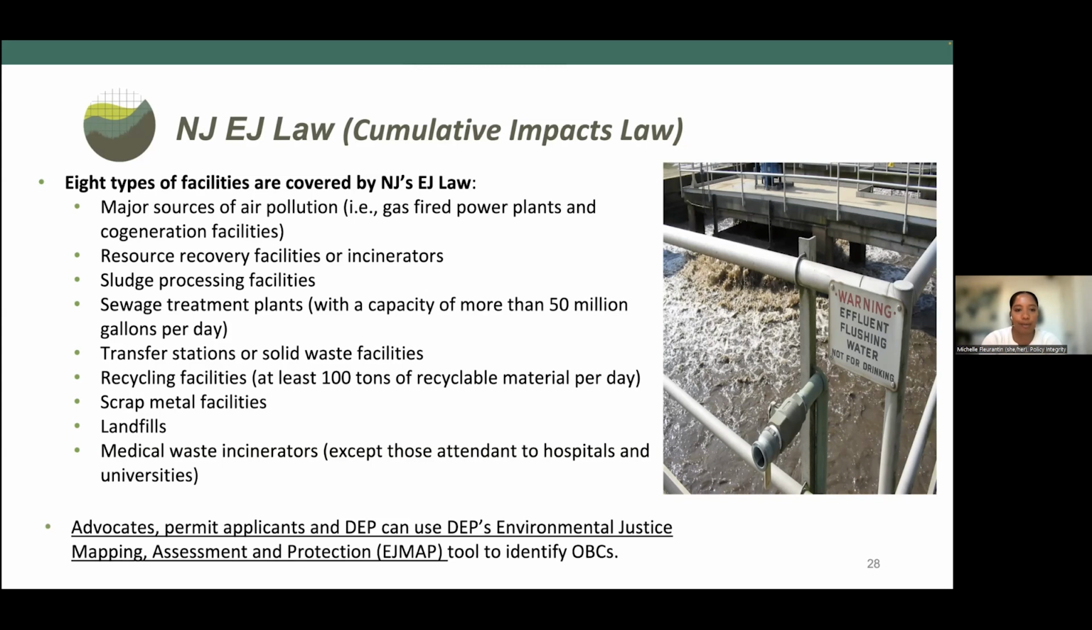Also, advocates, permit applicants, and DEP can use DEP's environmental justice mapping assessment and protection tool to identify overburdened communities or communities that have either one or multiple types of pollution sources.